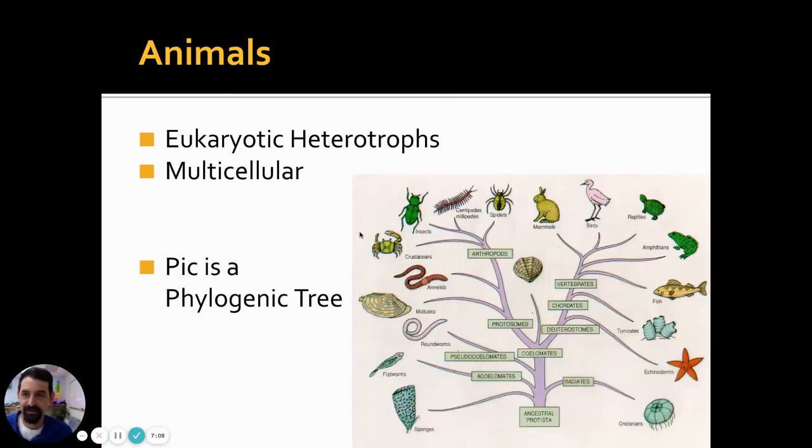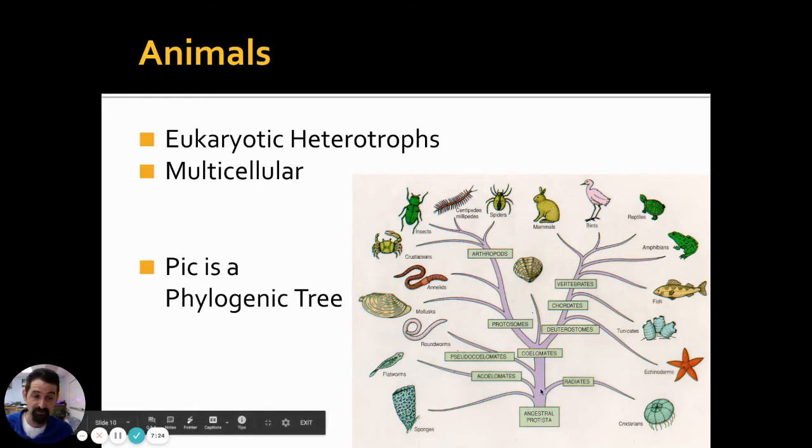Okay, animals. Animals are eukaryotic heterotrophs. They're multicellular. They never have a cell wall. This picture of animals is a phylogenetic tree. So it shows different phyla, right? Different groups: kingdom, phylum, class, order, family, genus, species. And so these are the branches of the animal tree.